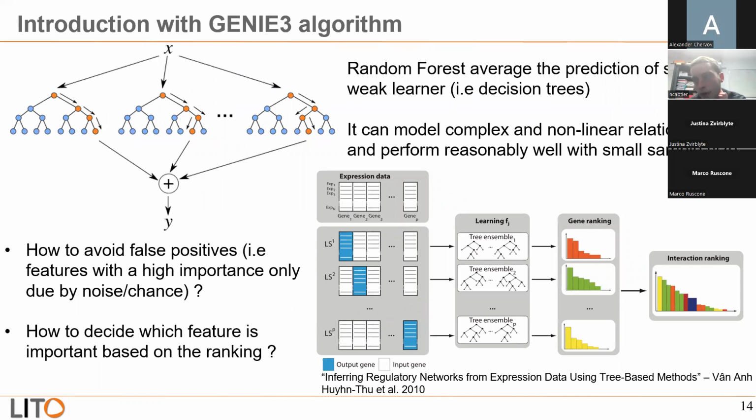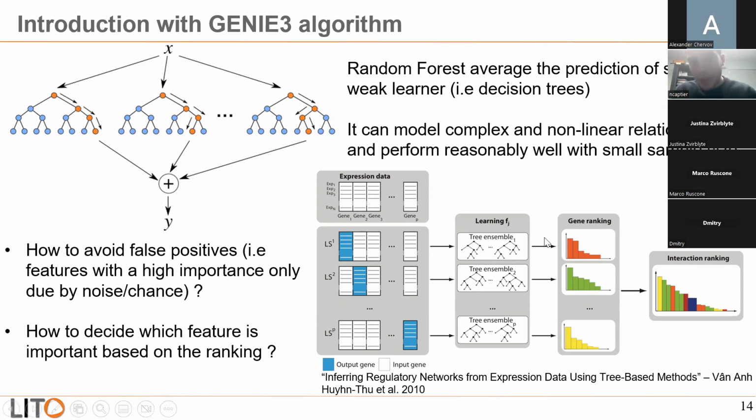So let me start by introducing a very famous algorithm for this problem of gene regulatory network inference, which is called the GENIE3 algorithm. Probably some of you have already heard about it; it is based on random forest. The main advantage of random forest compared to linear regression, for instance, is that it can model complex and nonlinear relationships quite easily, and it also performs quite well in this setting of a high number of variables versus a low number of samples, because it's based on the averaging of weak learners, and for each decision tree you select a subset of features, which is a way of managing the high number of features.